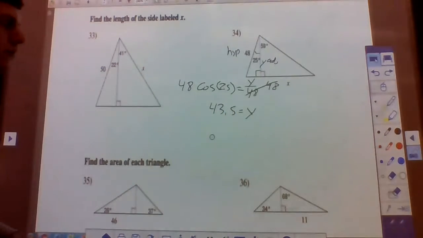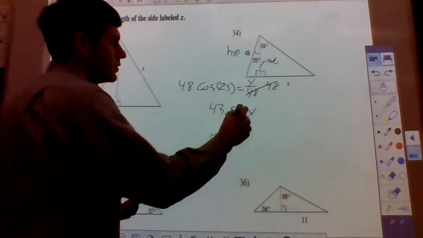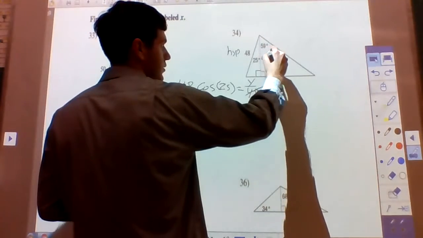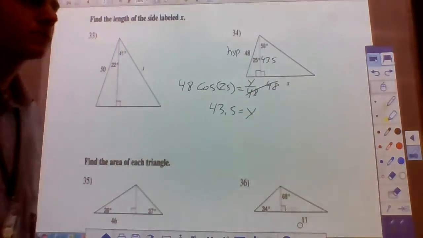48 times the cosine of 25. Okay, so we know this is 43.5.